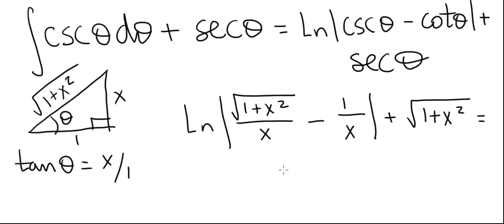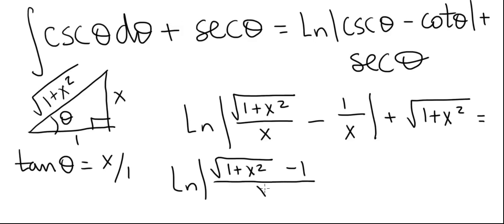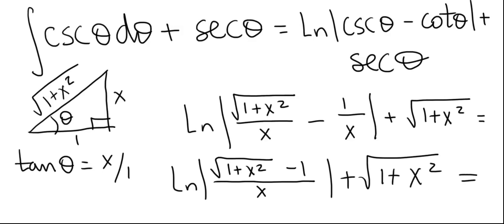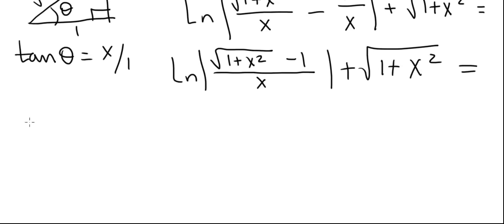Now we can further simplify this. This is natural log of absolute value of the square root of 1 plus x squared minus 1, divided by x, plus the square root of 1 plus x squared, and we can simplify this by breaking down the natural log of a quotient.